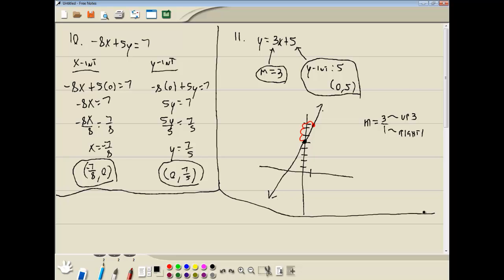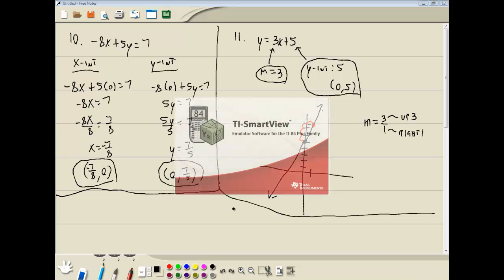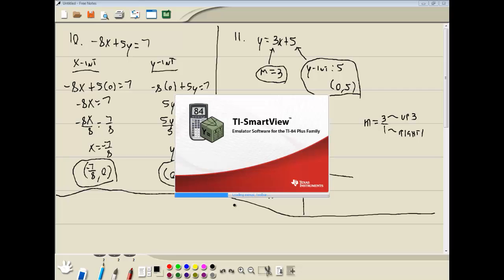If I was graphing this on the calculator instead of by hand, y is equal to 3x plus 5. Let's see what that gives us. While that's loading, I'll go ahead and grab a drink.